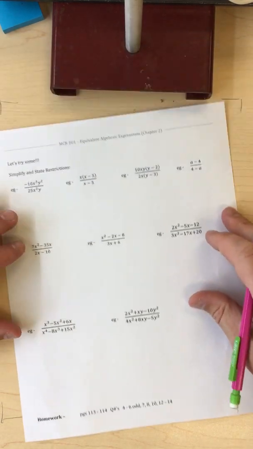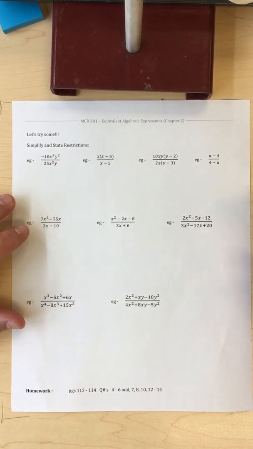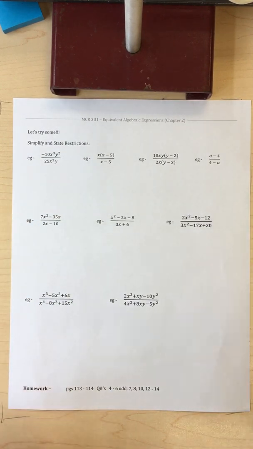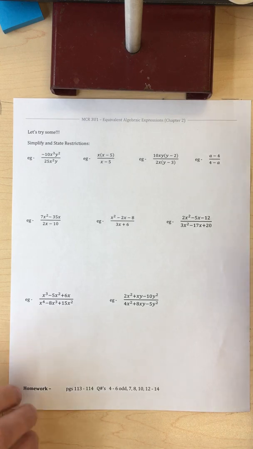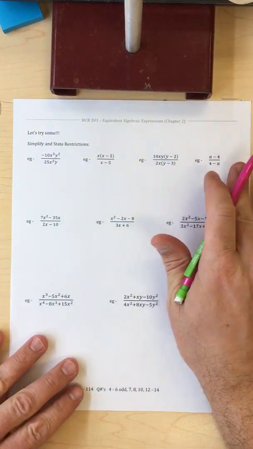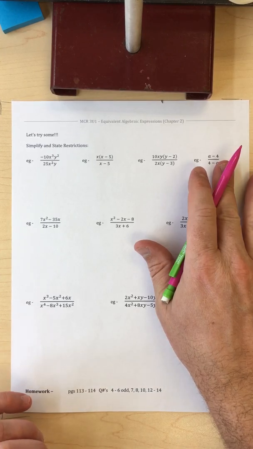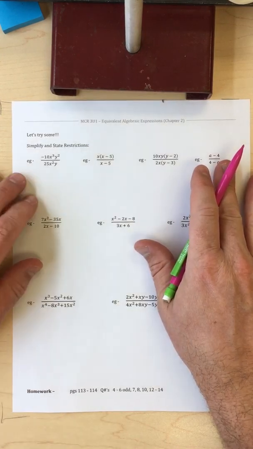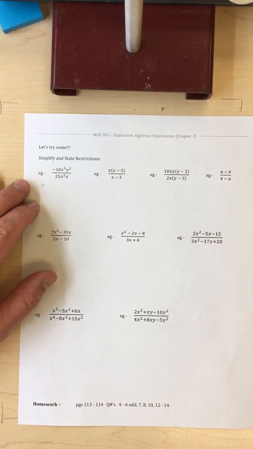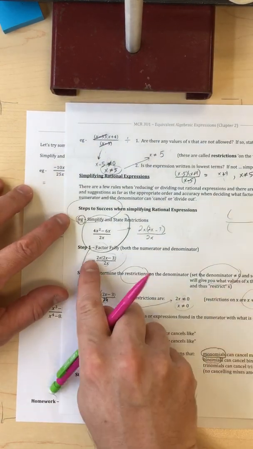So let's try some of these. We only have about 10 minutes left in this lesson because I have a meeting that I have to go to, and more importantly, I don't want the video to be too long anyway. So let's go through as many as we can. The factoring step will be saved for the first 4 so we can focus on restrictions and canceling. So for this one, first step, factor fully.